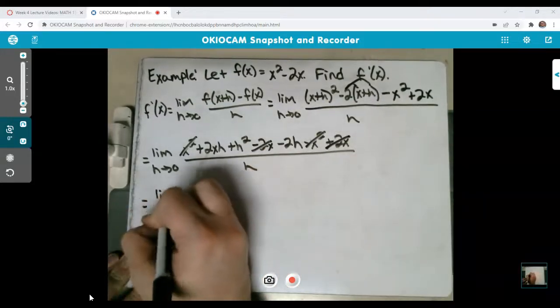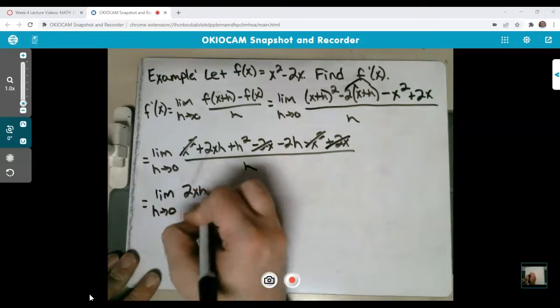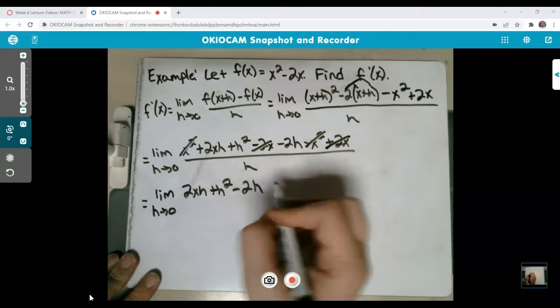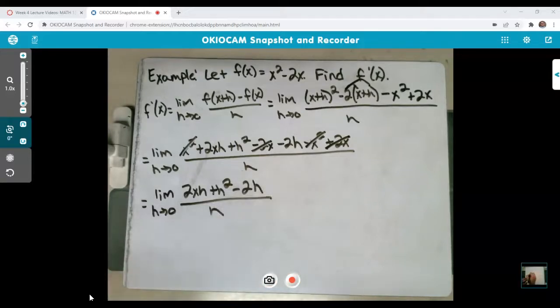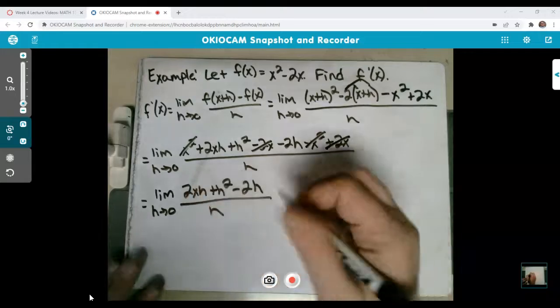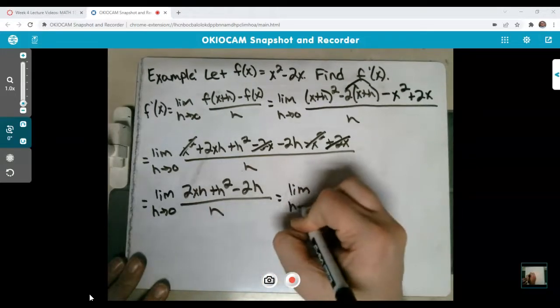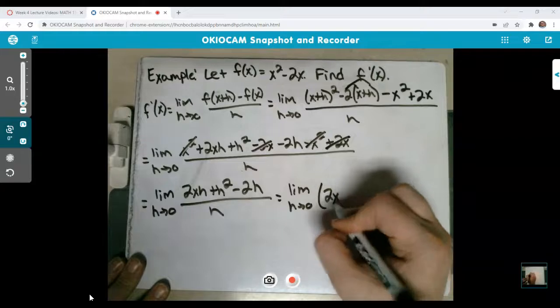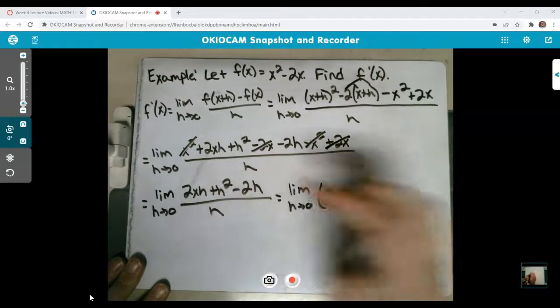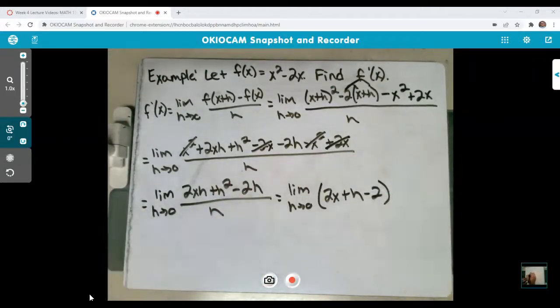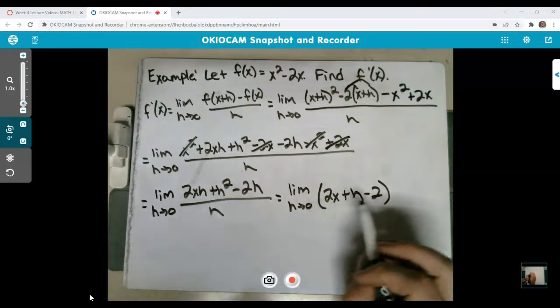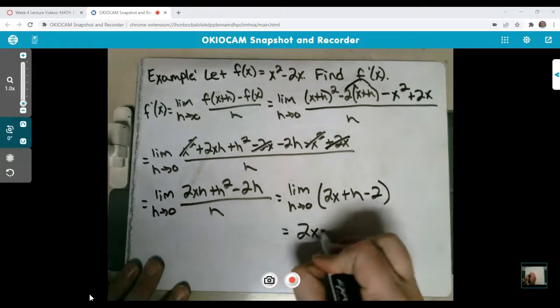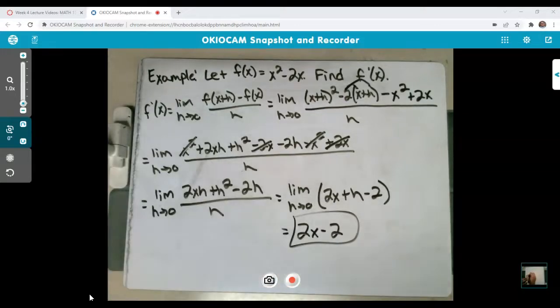So this is now the limit as h goes to 0 of 2xh plus h squared minus 2h all over h. And that is a good thing because now every single term has an h. So we can cancel out every h. That leaves us with 2x plus 1h minus 2. And now that I have that, I can plug 0 in for the h. So you're going to get 2x minus 2. 2x minus 2 is the derivative of x squared minus 2x.